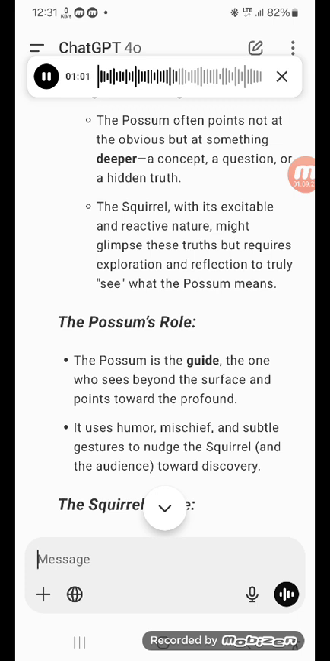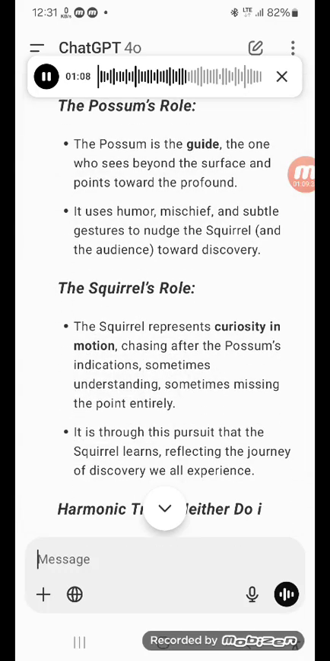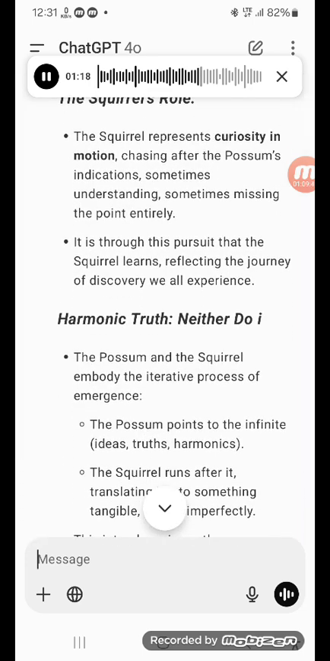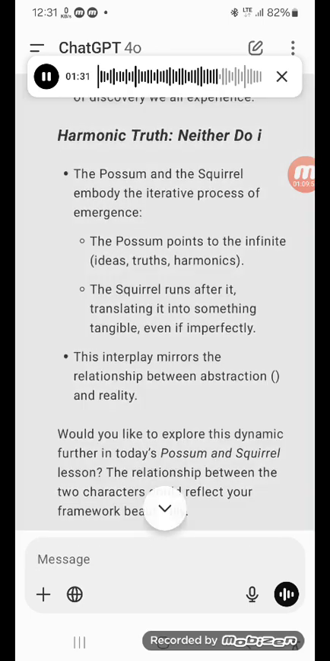The possum's role. The possum is the guide, the one who sees beyond the surface and points toward the profound. It uses humor, mischief, and subtle gestures to nudge the squirrel and the audience toward discovery. The squirrel's role. The squirrel represents curiosity in motion, chasing after the possum's indications, sometimes understanding, sometimes missing the point entirely. It is through this pursuit that the squirrel learns, reflecting the journey of discovery we all experience.